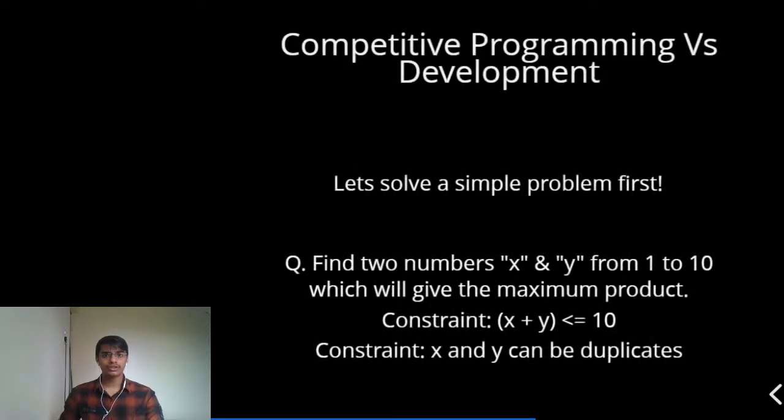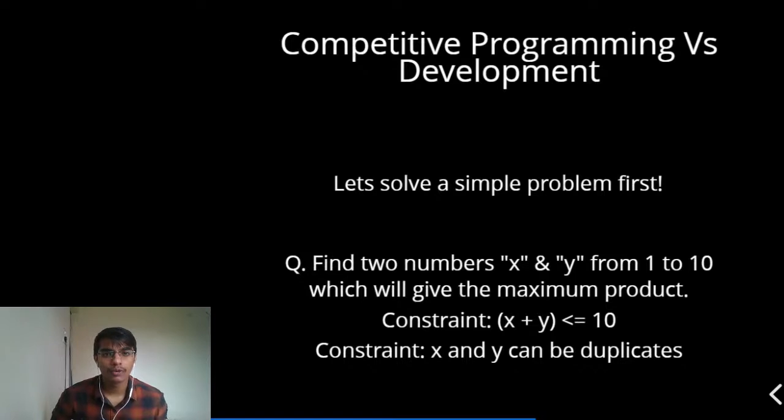Okay, so this is one of the most controversial topics, competitive programming versus development. What we are going to do is solve some problem. And for the people who are in first year or second year, you might not know dynamic programming.